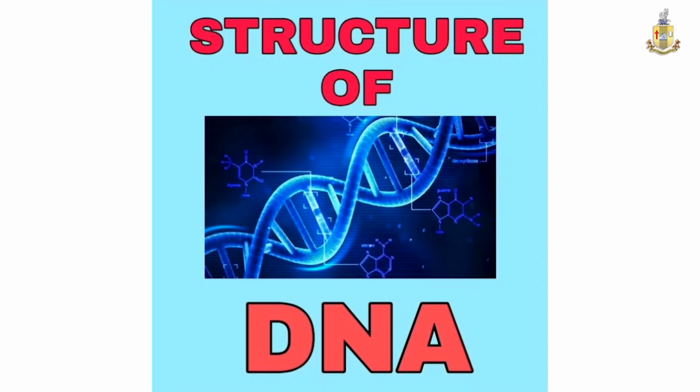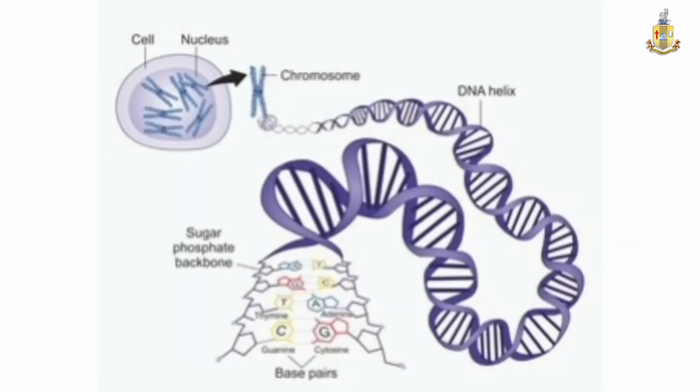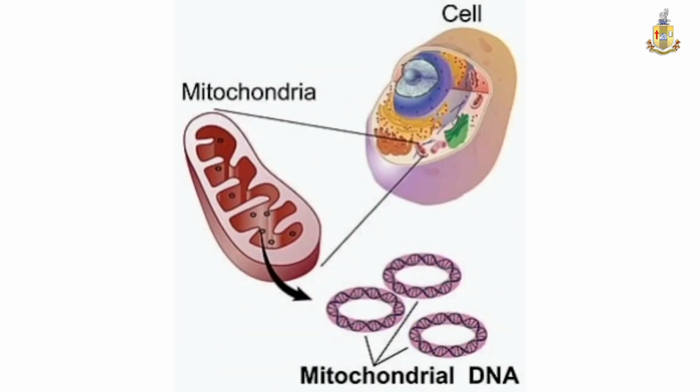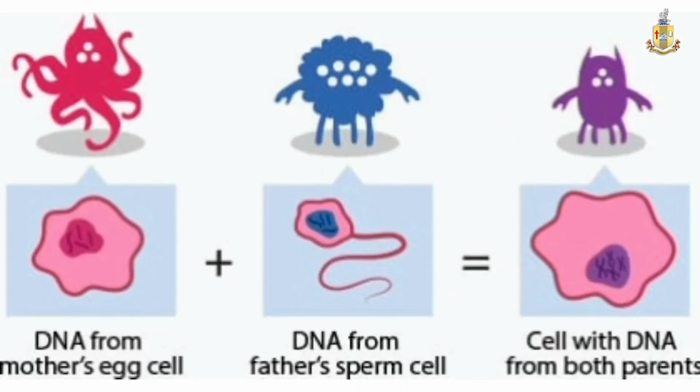In this video, we will study the structure of DNA. DNA stands for deoxyribonucleic acid. DNA is the molecule which is located in the cell nucleus, but a small amount of DNA present in the mitochondria of the cell is termed mitochondrial DNA. Similarly, chloroplasts have their own DNA and they play an essential role in photosynthesis. DNA's main job is to store and code the genetic information of the body.